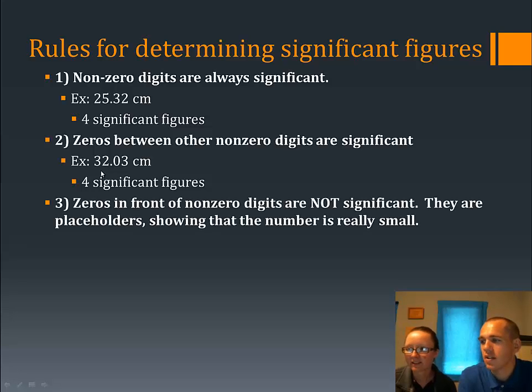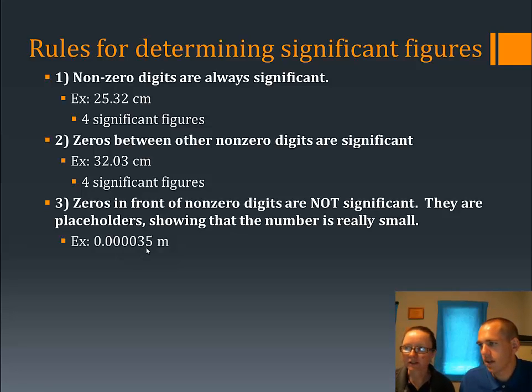Zeros in front of non-zero digits are not significant. They are placeholders, showing that the number is really, really small. So this one we need to see an example. I see a whole stream of zeros, then the decimal point, and then the number I'm actually worried about is this 35. Those zeros are placeholders. It's just showing that this number is really, really small. We might have used a prefix like micro, which we've already talked about, or scientific notation, 3.5 times 10 to the negative 5th. But we like to convert to base units, so we might actually be working with this number.